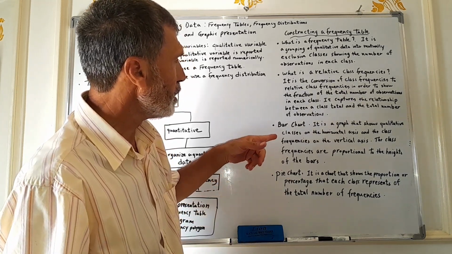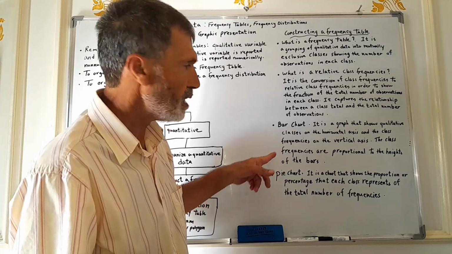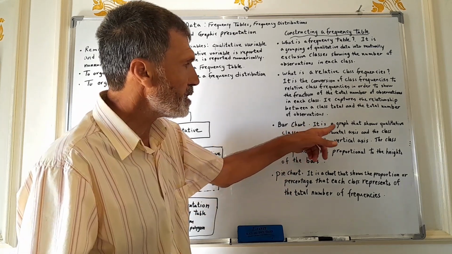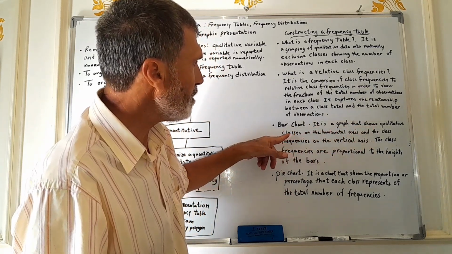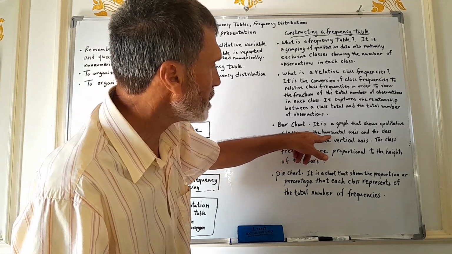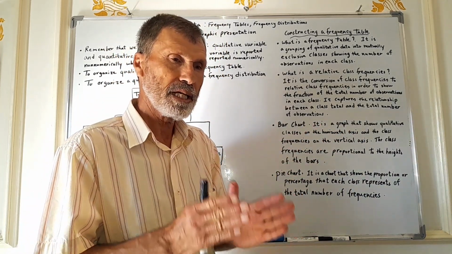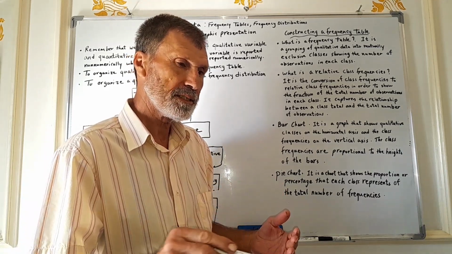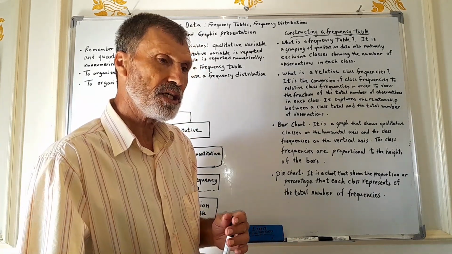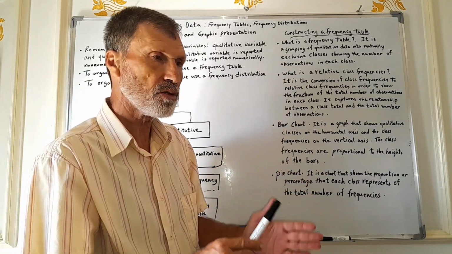Okay, now let's talk about the two important graphs that are related to qualitative data, namely the bar chart and the pie chart. A bar chart is a graph that shows qualitative classes on the horizontal axis and the class frequencies on the vertical axis. Remember, to construct a bar chart, we list the qualitative classes along the horizontal axis, and the height of each bar represents the frequency of each class.